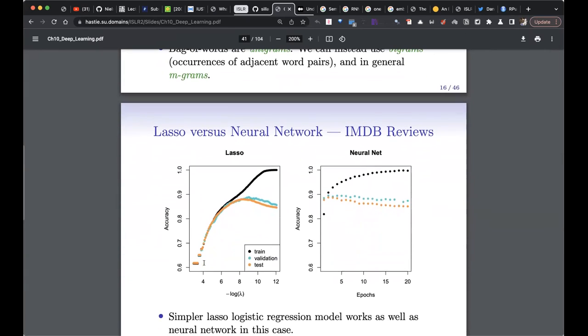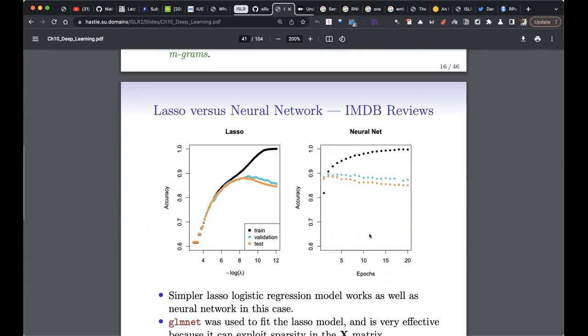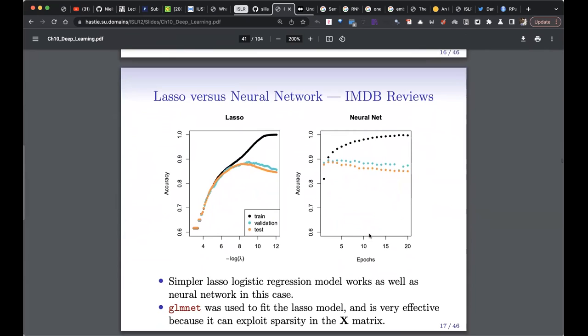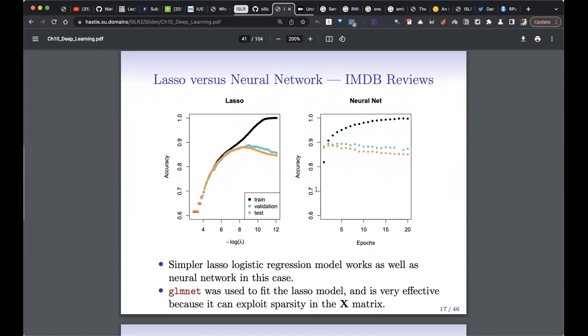Now they train a network, and we can see the lasso and the neural nets. Okay, so this is the training, right? This is test, this is validation. Okay, what about this? I think they all do a good job, right? Even the lasso, which is not as complex as a neural net, performs really well.